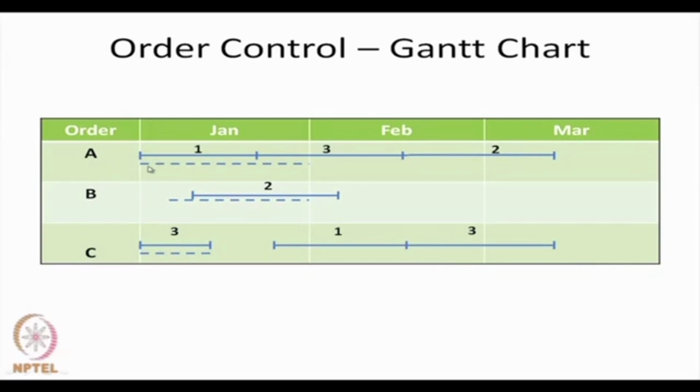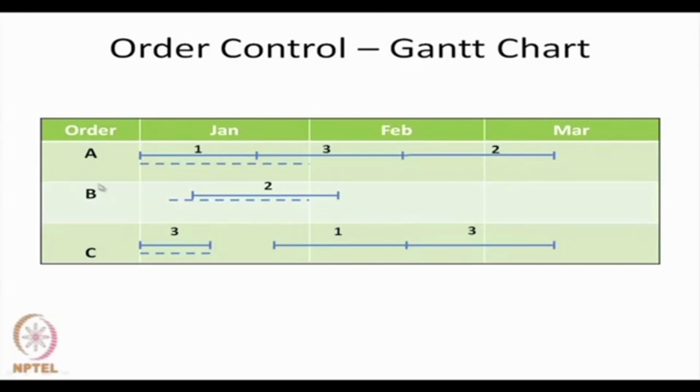and what we do basically we draw horizontal bars and we say order A is to be processed in machine 1 up to the 3rd week of June, and then it will be processed in machine 3 starting from the 4th week of June to middle of February, and then machine 2 will process order A from the middle of February to middle of March.